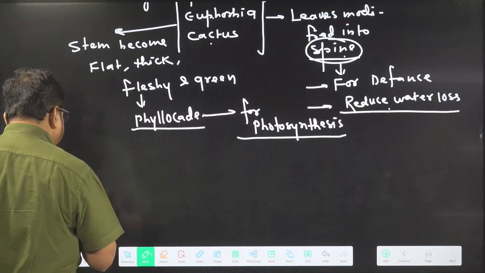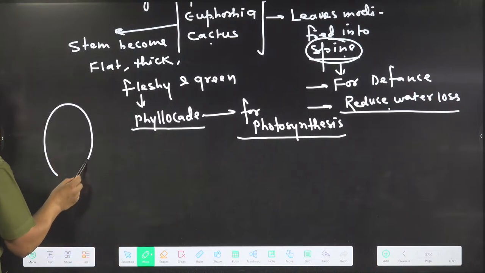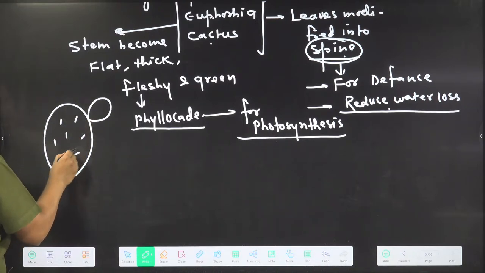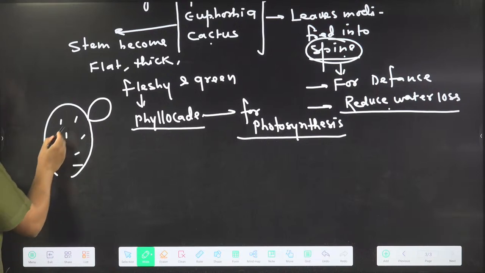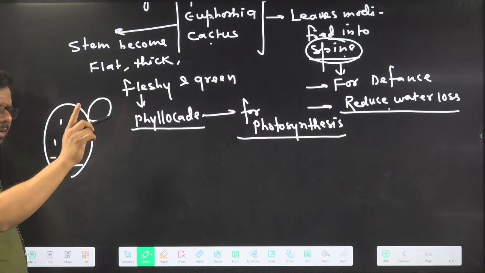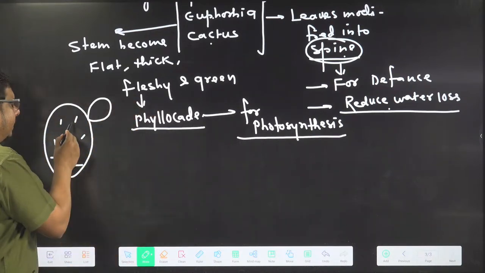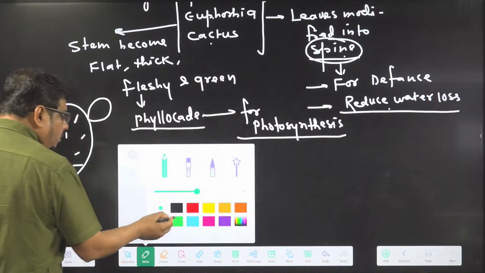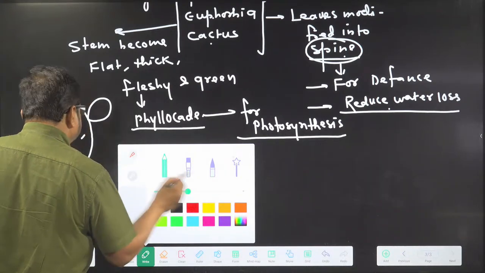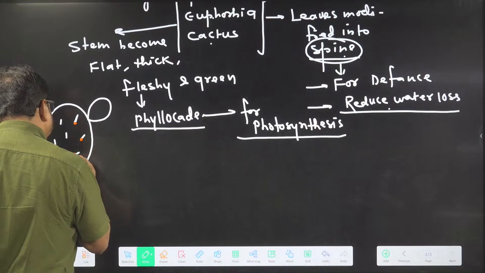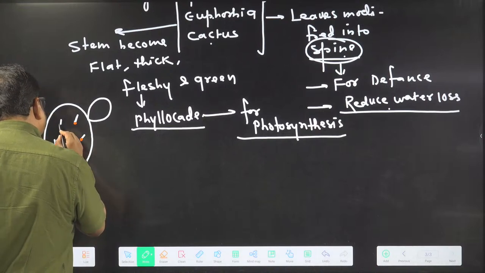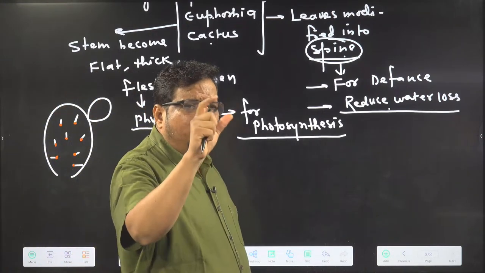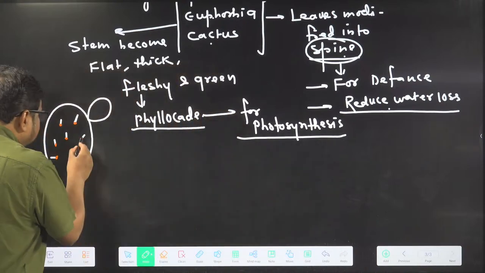I am drawing a diagram here. You just try to understand. Suppose that this is a spine. Who is modified into spine? Leaf is modified into spine. So wherever leaf is arising, compulsorily a node is present. Are you getting the idea or not? Wherever leaf is there, wherever spine is there, node is there, because you know leaf arises from node. And between two nodes, internode is there.